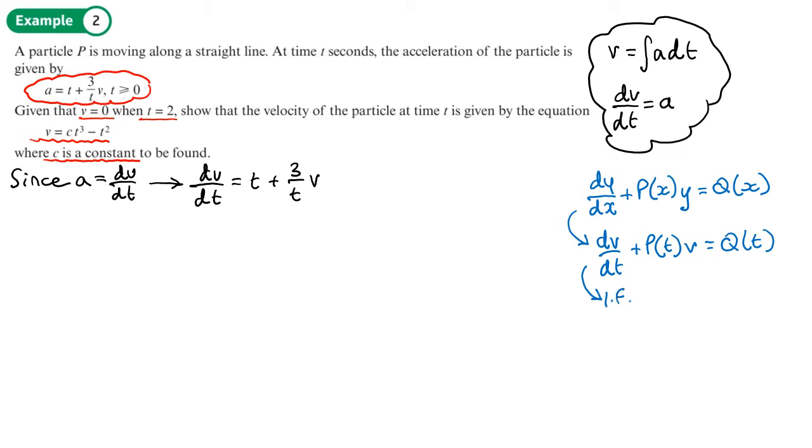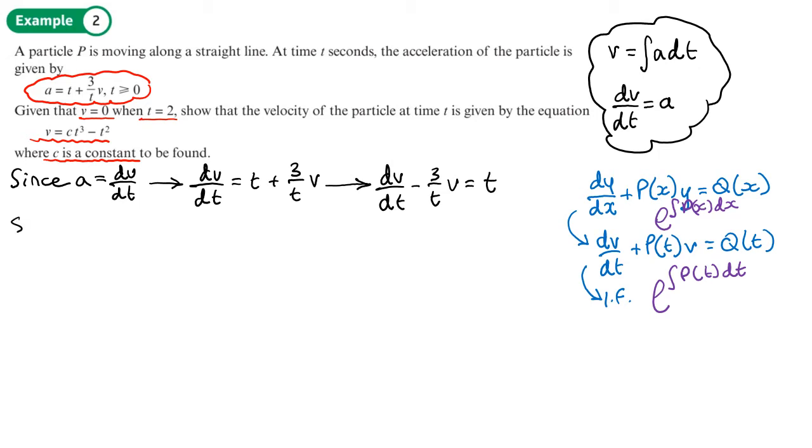Well, from here, the integrating factor would be when you do e to the integral of p(x) dx. So here the integrating factor is going to be e to the integral of p(t) dt. So it's important to sort of get letters to match up. So step number 1, or step number 2 or 3, get it to match up. So we'll rearrange it. So we'll write dv/dt minus 3 over t v equals t.